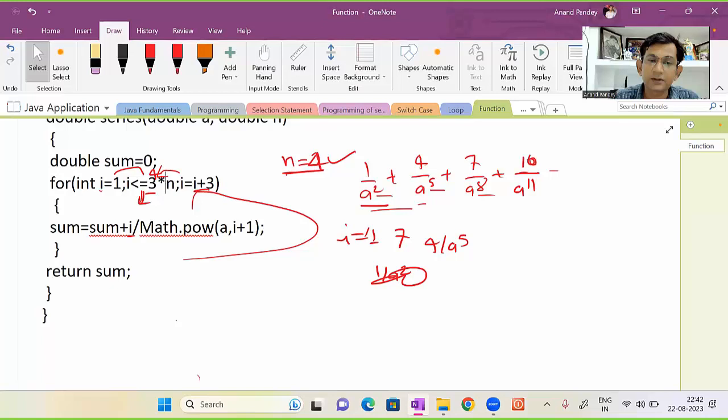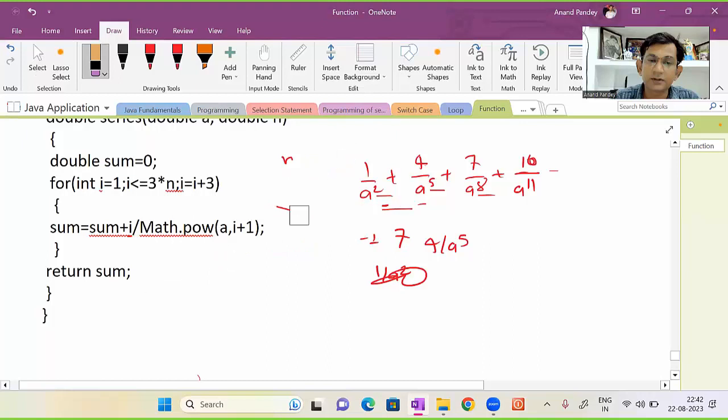And when it was 3 into n, as I have explained, the number of terms which I have taken was 4. The loop was repeating 4 times. Okay, so because of that only. I hope the things are clear. If you think a little logically, you will understand. Okay, so this is about the second series.